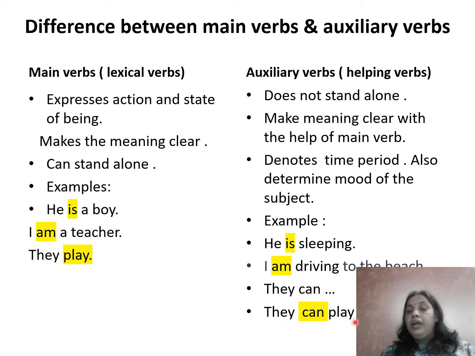Now come to the last example. They can play. Here can is showing the mood of the subject. It is showing the ability of the subject. I also taught you that auxiliary verbs also determine mood of the subject. This is clear through this example that they can play. Can is showing the ability of the subject. I think you can easily come to know the difference between main verbs and auxiliary verbs. Some verbs act as a main verb and the same verbs also act as auxiliary verbs.